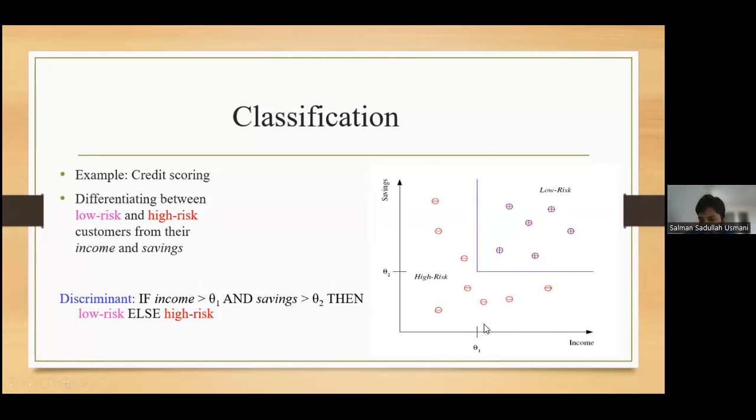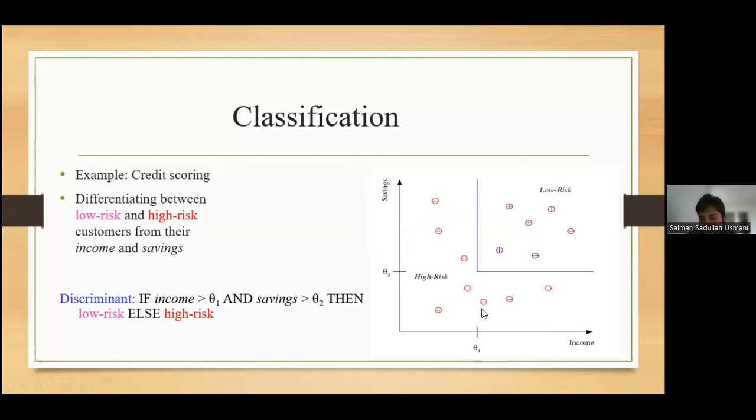So if someone has greater income than theta 1, our threshold value, let's suppose the theta 1 value for the income is 50,000 rupees. So if someone has income greater than 50,000, and suppose the theta 2 for savings is 20,000, and his savings are also greater than 20,000, that means the customer is a low risk customer. He will not be a fraud. He will return the credit card, whatever he has taken. So this is a low risk customer.